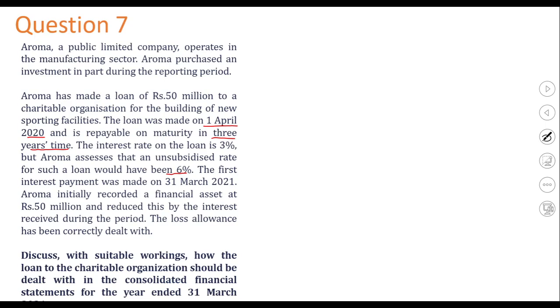How do we have to recognize this? What sort of financial instrument is it? It's a debt financial instrument because it's a loan given. Then you can further divide it into either fair value through P&L, amortized cost, or fair value through OCI. What sort? Amortized cost. Why? We keep this investment until it matures after 3 years.